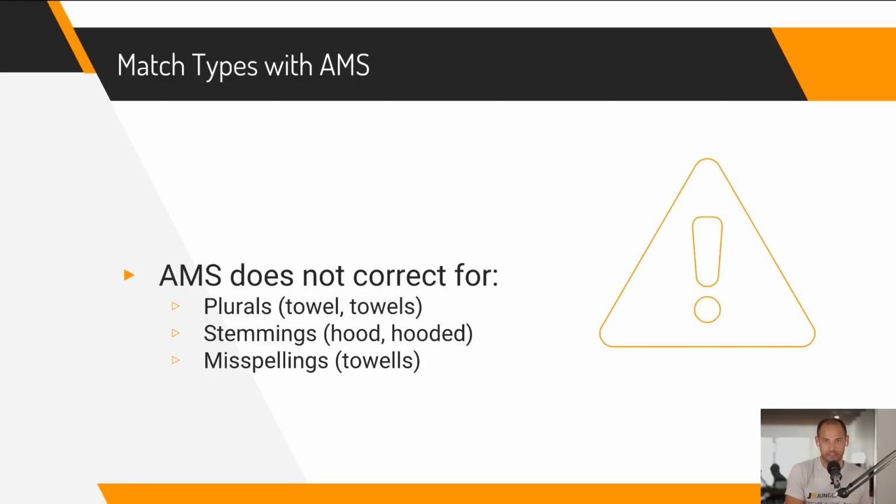I'm sure they'll fix this sometime in the future if you're watching a replay, but you can probably assume right now that it doesn't correct for things like this. That means if people misspell one of your words, that particular keyword that you're bidding on won't show up.